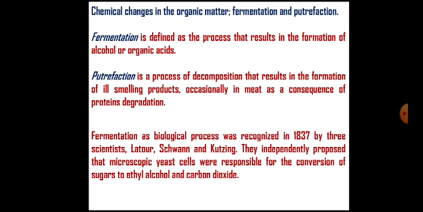The work related to the fermentation process as a biological one was first discovered and presented by three scientists in 1837. These three scientists were Latour, Schwann, and Kutzing. They were working on fermentation by yeast. They proposed that yeast cells, meaning microorganisms, are responsible for the conversion of sugar to ethyl alcohol and carbon dioxide. That was the first theory proposed by these three scientists after studying yeast cells responsible for the production of ethyl alcohol and CO2.